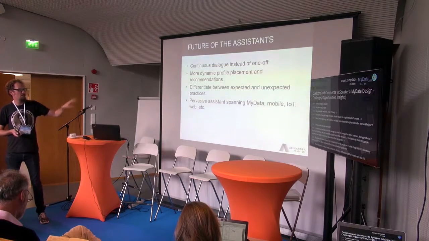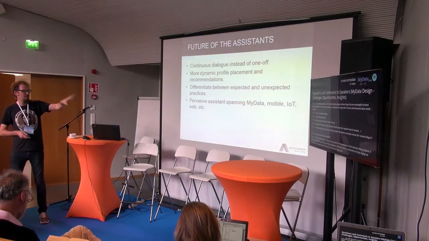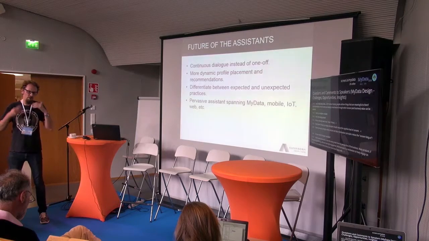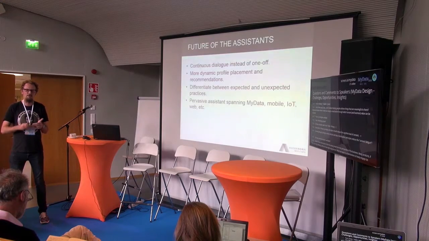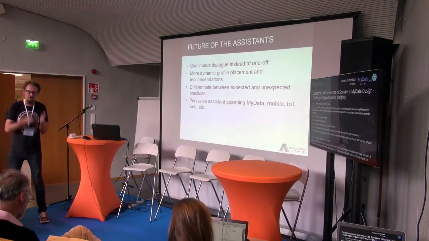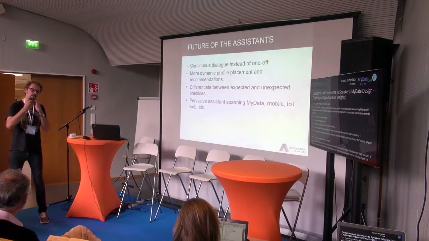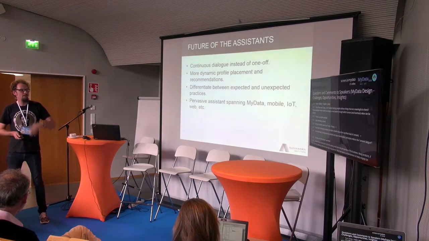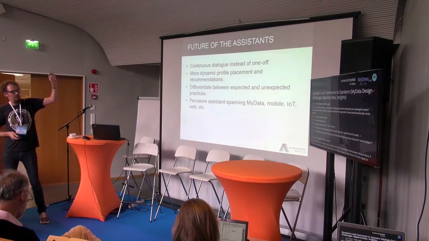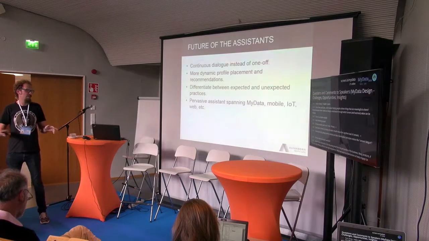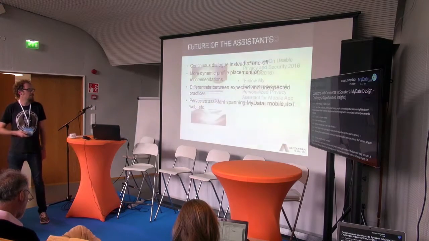We also want to, there's some really interesting research being done at Carnegie Mellon at the moment, which is about expected and unexpected practices. If you have Google Maps, you open this application, you expect it to place you on a map with your location, so it makes sense that it accesses your location to place you on a map. If it does the same thing for advertisements, you might actually want to know about it, but it might not be as important to tell you that it's placing you on a map with your location. In the very, very far out future, we also see this as a pervasive assistant that you can bring from mobile to MyData, IoT, and web, and it can help you across all the domains.